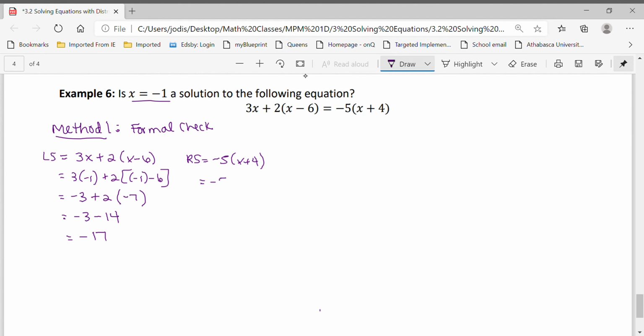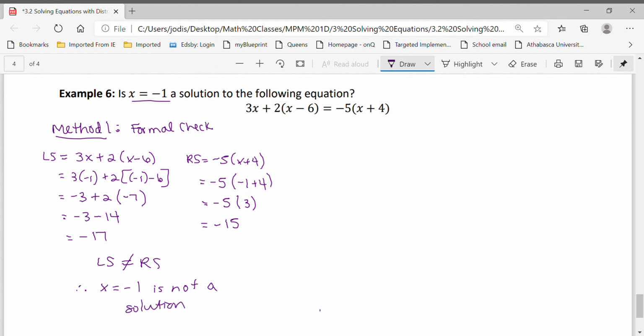All right, so let's try this other side. So -5, x is -1 plus 4, -5, and now we've got -1 plus 4 is 3, and this is -15. Okay, so we did not get the same answer. So we would go ahead and assume that x equals -1 is not a solution. I would double check your work just to make sure you didn't make a mistake, but we definitely didn't. So in this case, our left side doesn't equal our right side, therefore x equals -1 is not a solution.